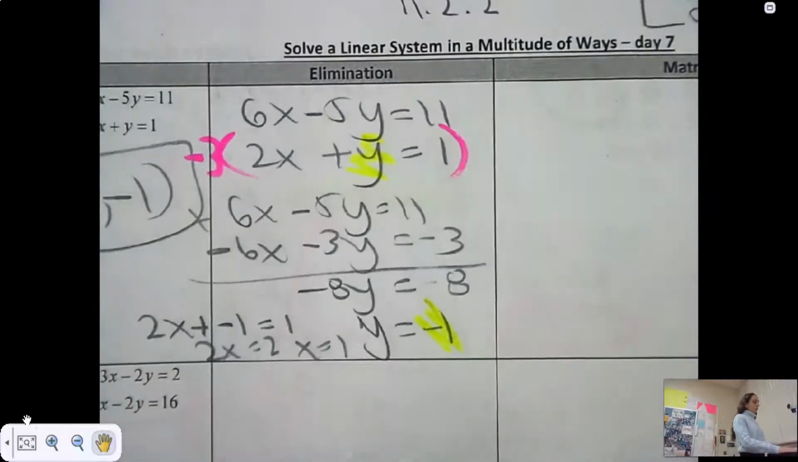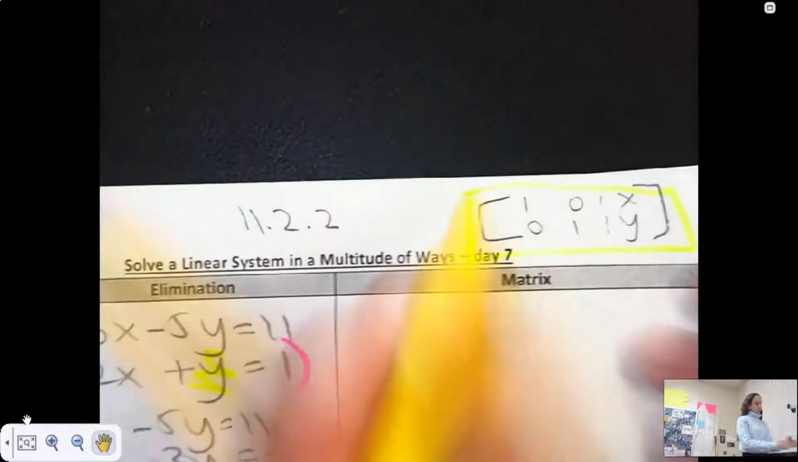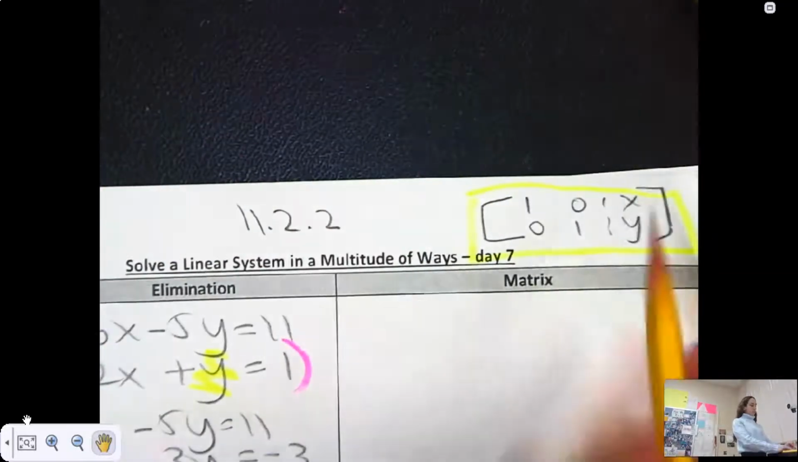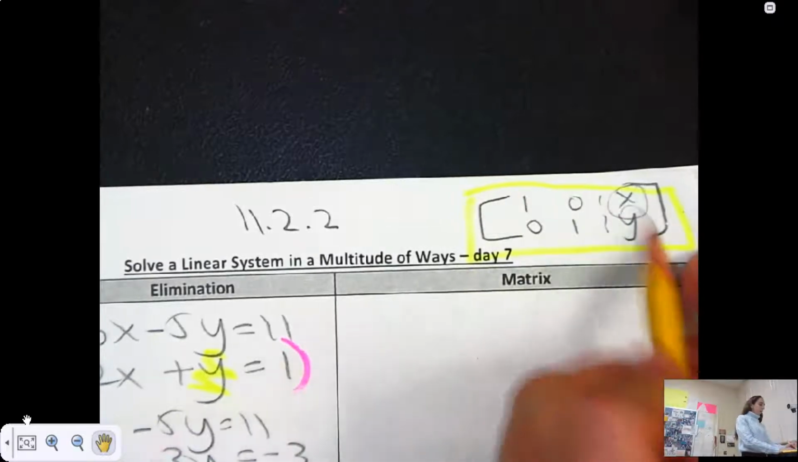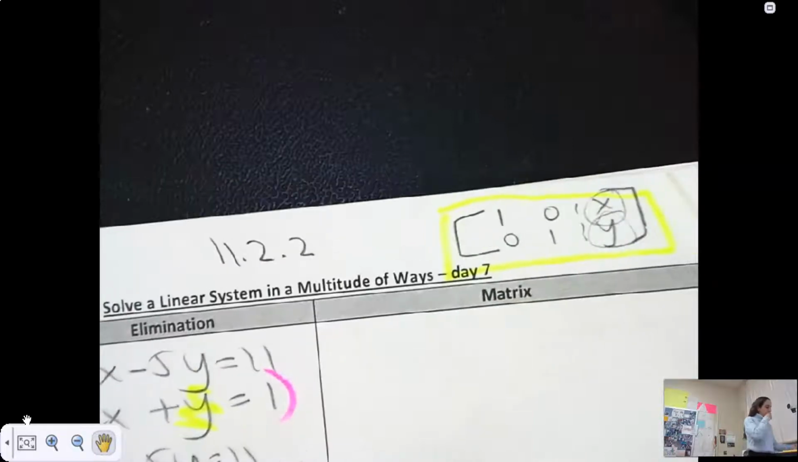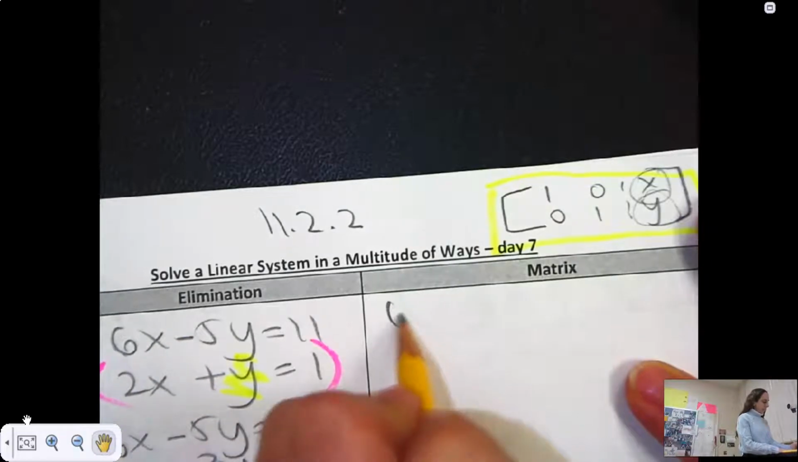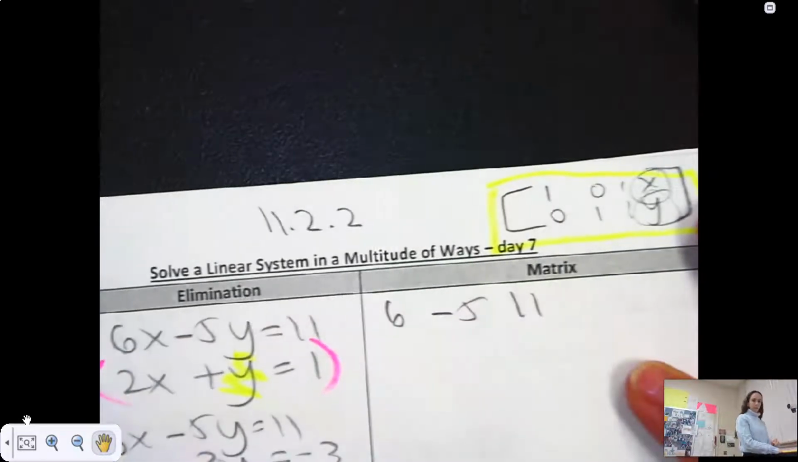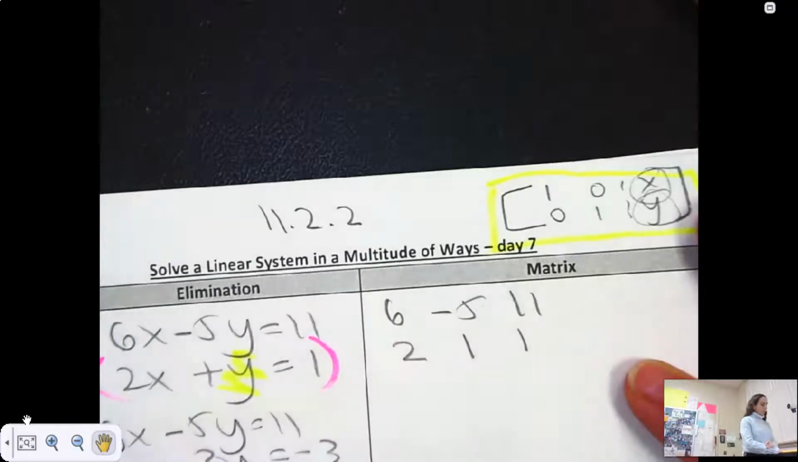Okay? So the goal is for it to look like this. 1, 0, 0, 1. And that means we're done. And whatever that top number is would be your x. And whatever that bottom number is would be your y. So, excuse me, what I'm going to do is I see the 6, the negative 5, and 11. And then I'm taking the leading coefficients of 2, 1, and 1.